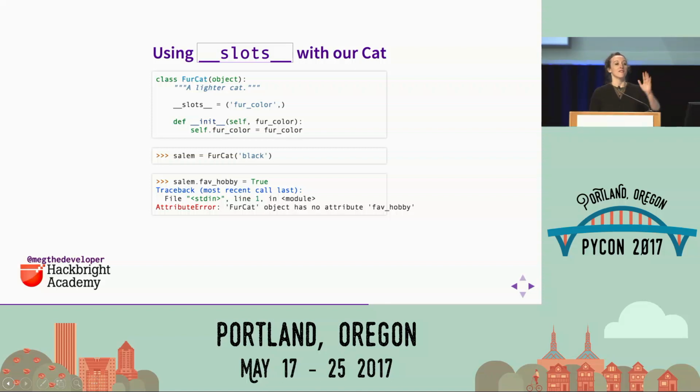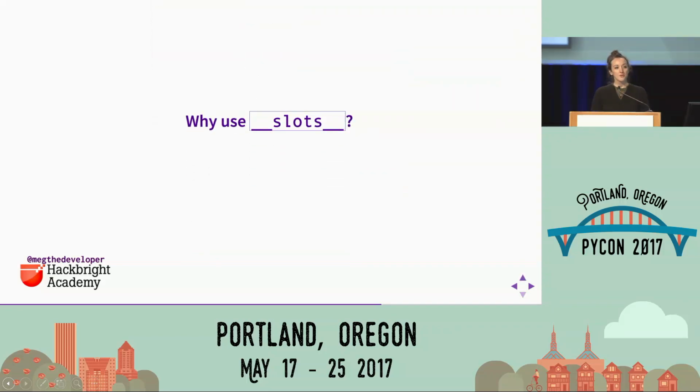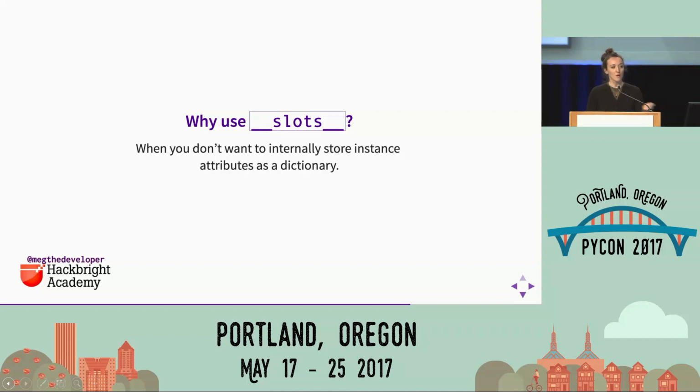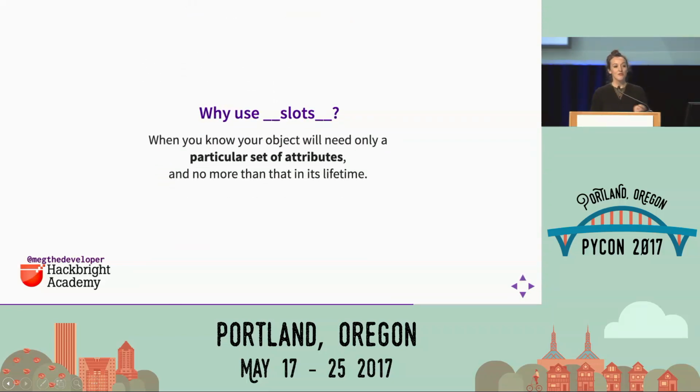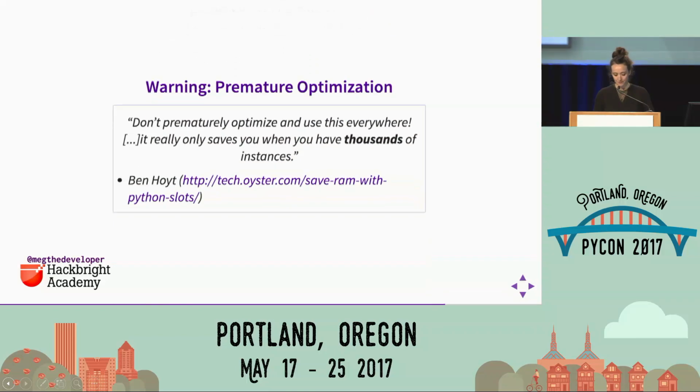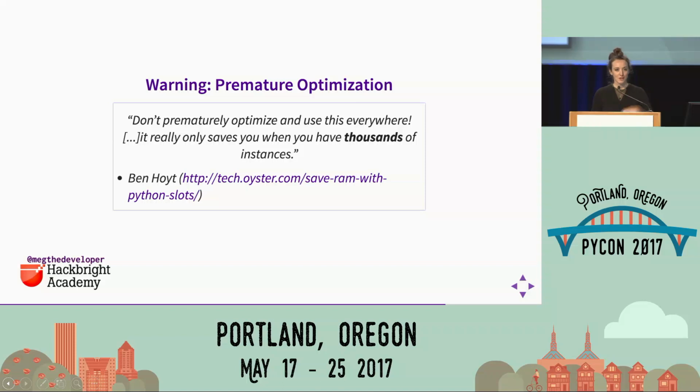Oh, no, not oh, no. It's worth it. I don't need that attribute. I've defined that fur cat class to just hold that one piece of data. So why should you use dunder slots when you don't want to internally store instance attributes as a dictionary? When do you not want to do that? When you know that your object will only need a certain set of attributes and no more than that in its lifetime. So don't prematurely optimize everything that you read about dunder slots.